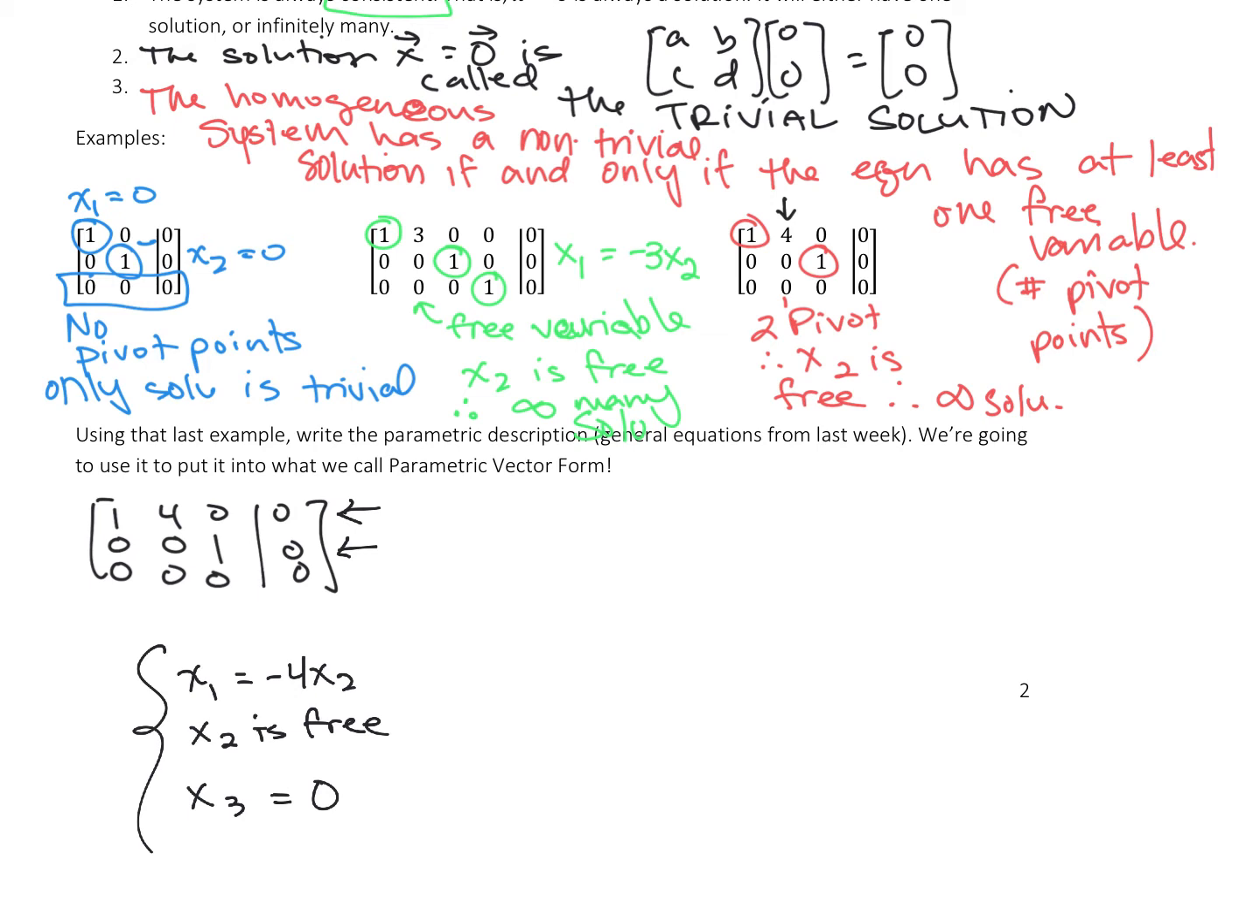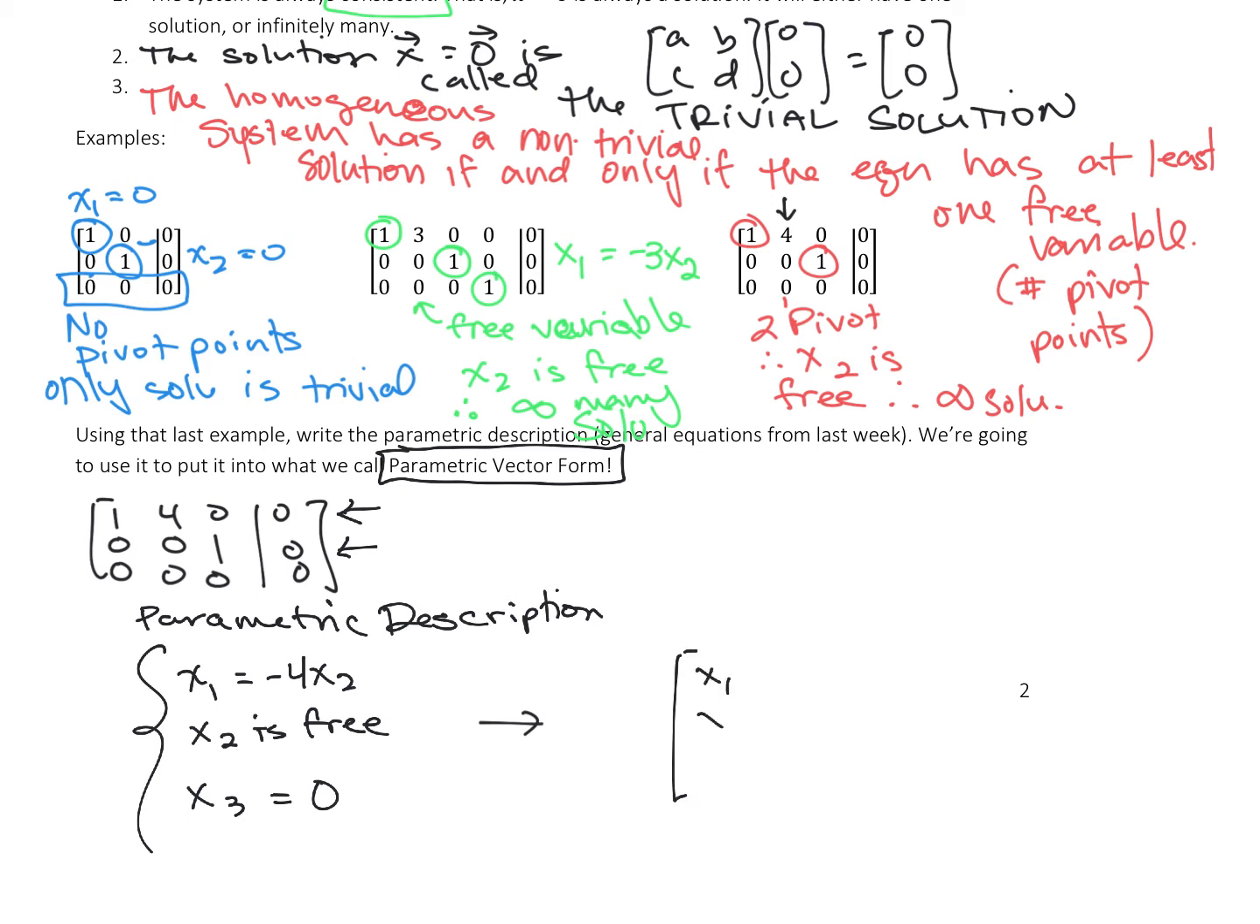So what we're going to do is put this in what we call parametric vector form. And for parametric vector form, we're going to write this as an equation. So this was the parametric description. And in parametric vector form, I'm going to write my variable matrix, x1, x2, x3, right? That's my solution matrix. And I'm going to describe what it equals in terms of my free variable.